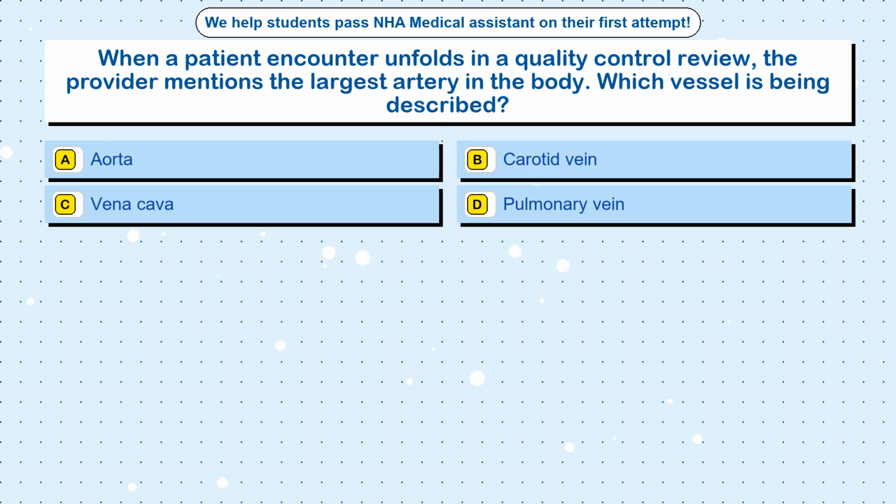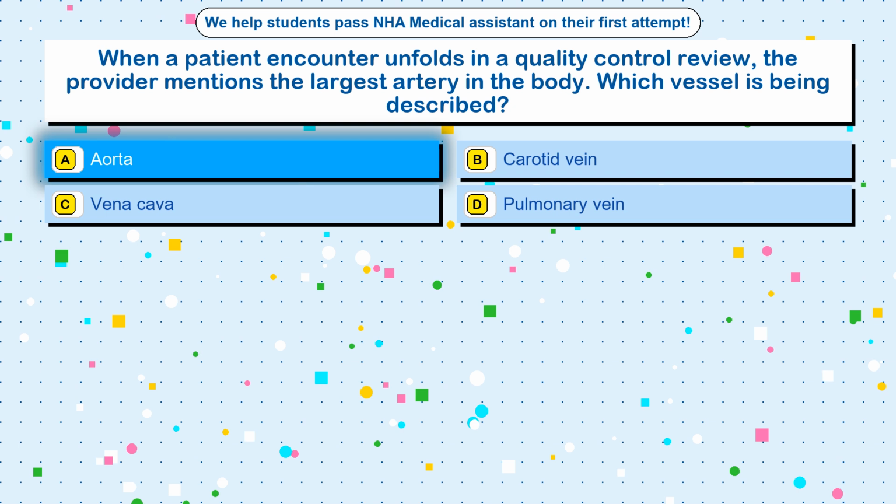Question 29. When a patient encounter unfolds in a quality control review, the provider mentions the largest artery in the body. Which vessel is being described? Option A. Aorta. Option B. Carotid vein. Option C. Vena cava. Option D. Pulmonary vein. The correct answer is option A.